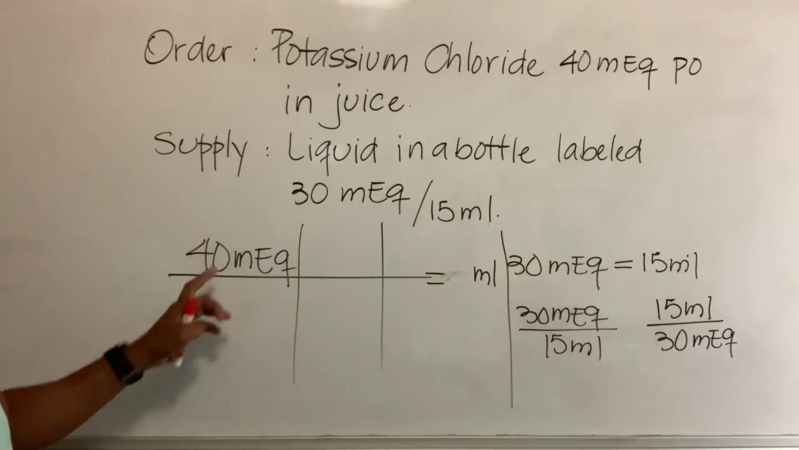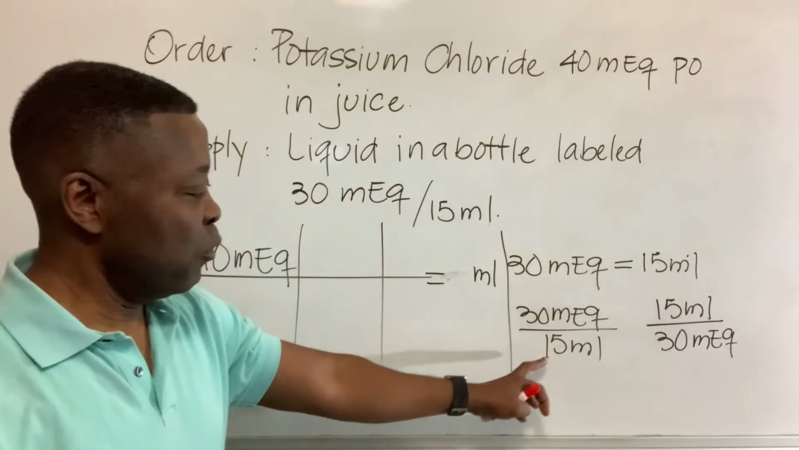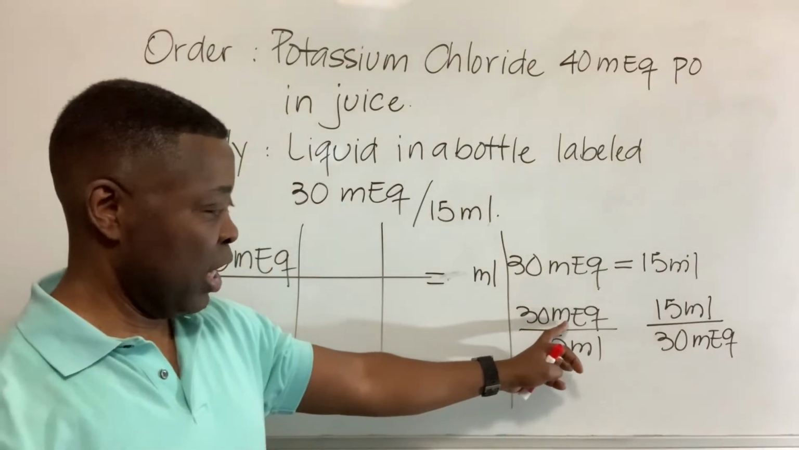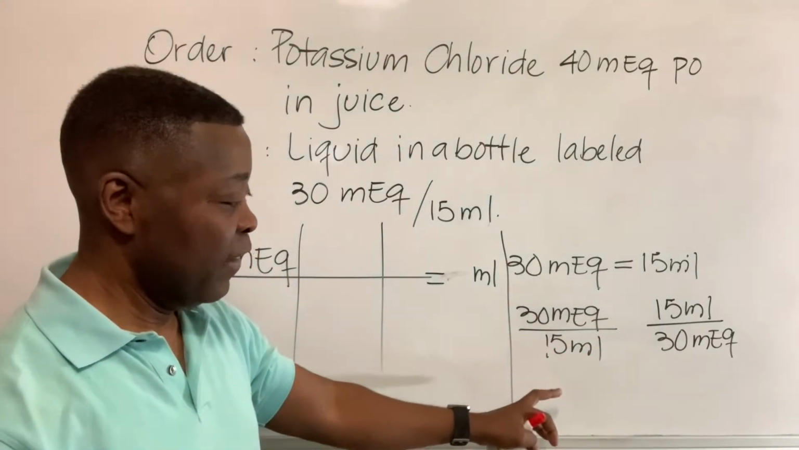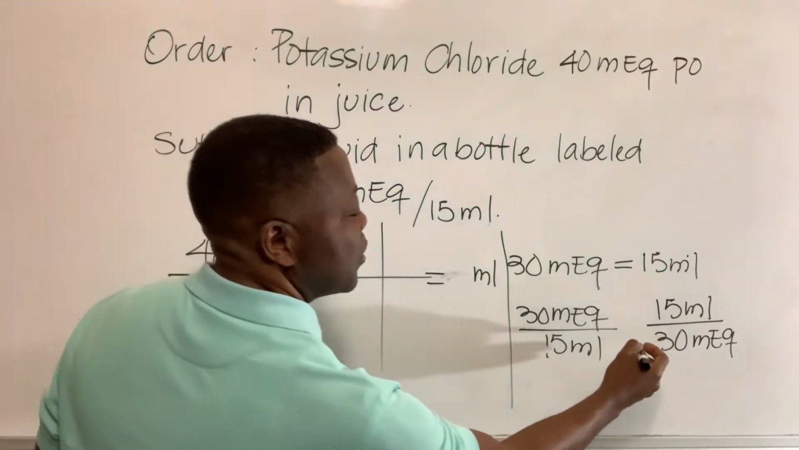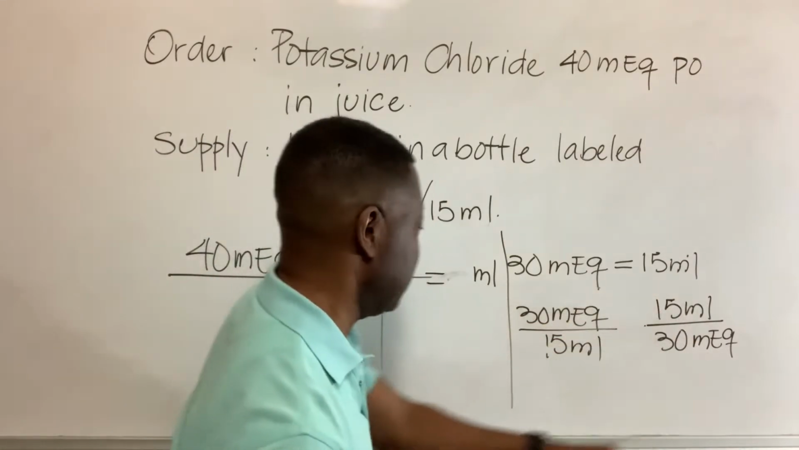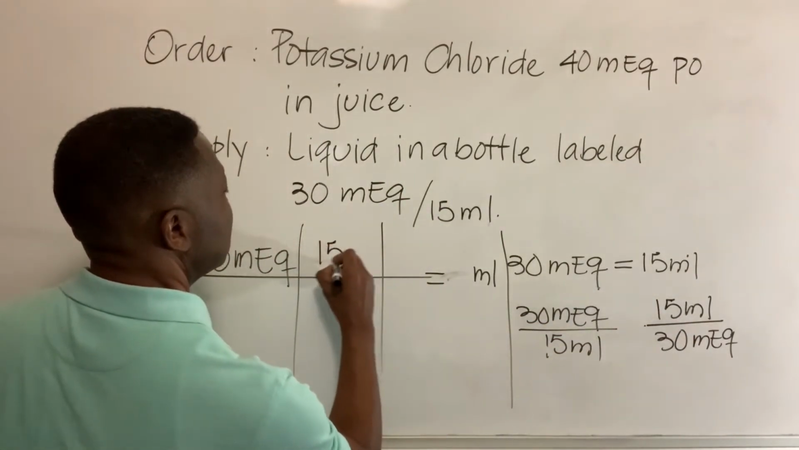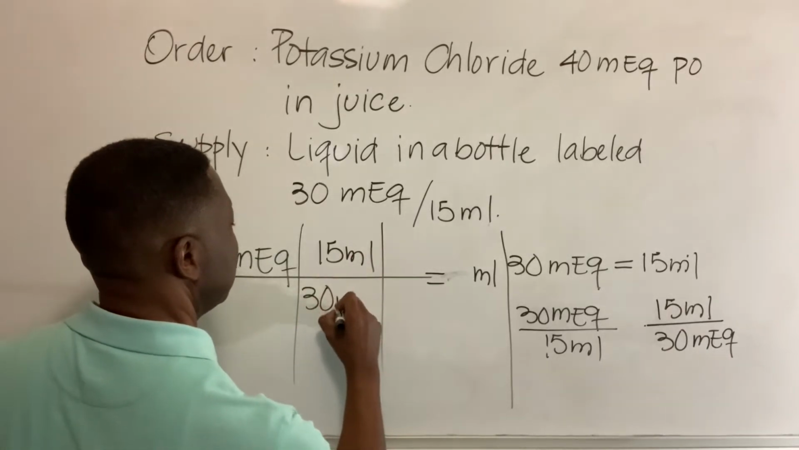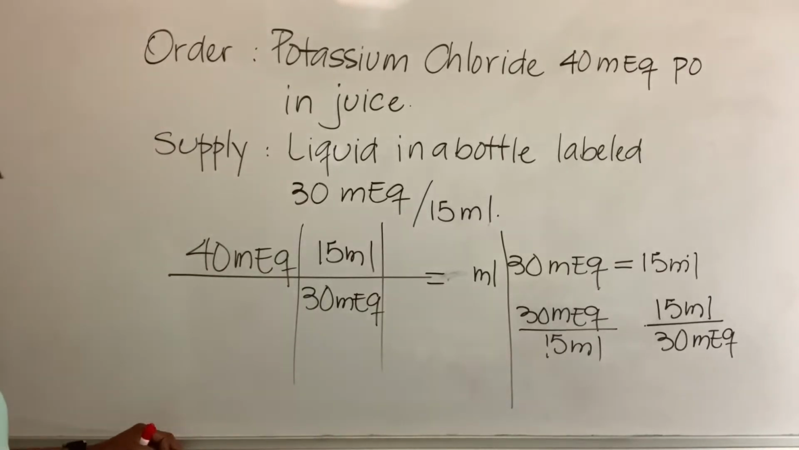I start with 40 MEQ. If I use this 30 MEQ over 15 ml, I have MEQ on top. I'm gonna also have MEQ on top here. This one won't help me. So I have to use the second one, 15 ml over 30 milliequivalent. Do I have to go any further?